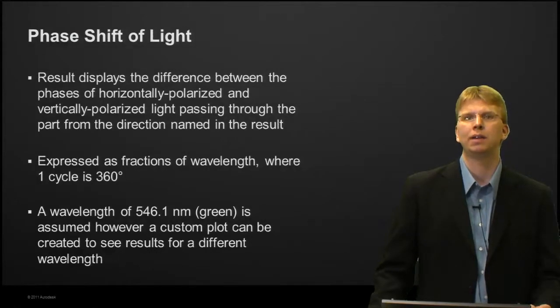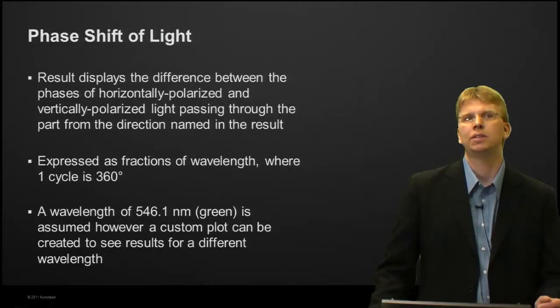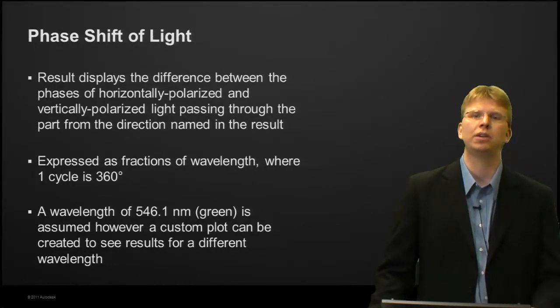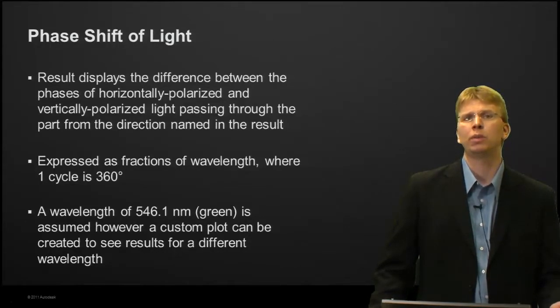A similar plot to the retardation of light is called the phase shift of light. Now the difference between this plot and the retardation of light is that this one is expressed in fractions of wavelength of light, where one cycle is 360 degrees, and a wavelength of light we normally use, green as a starting point, is 546.1 nanometers. However, we can go in and create a custom plot to see different results for different wavelengths of light.